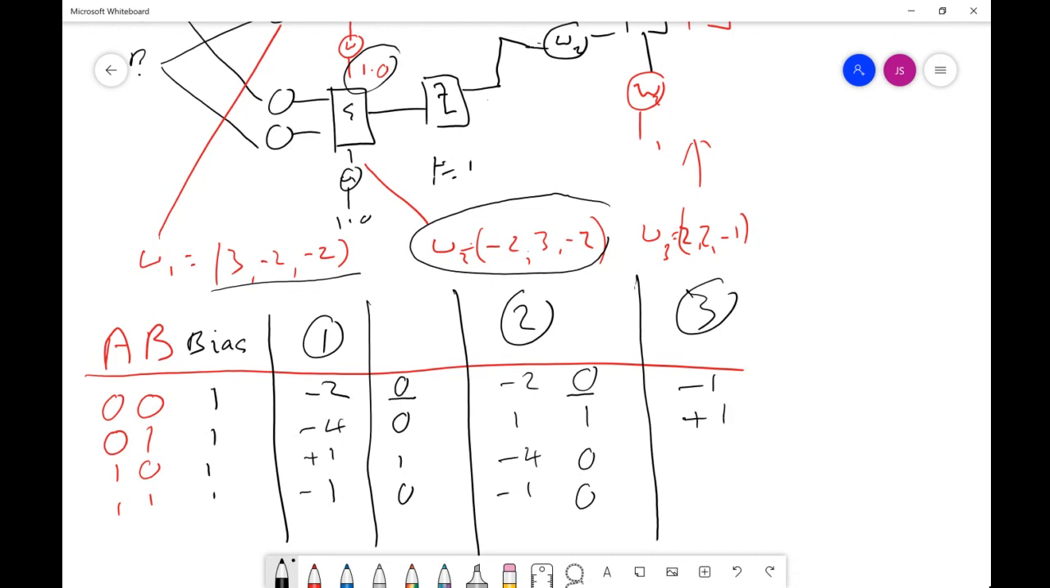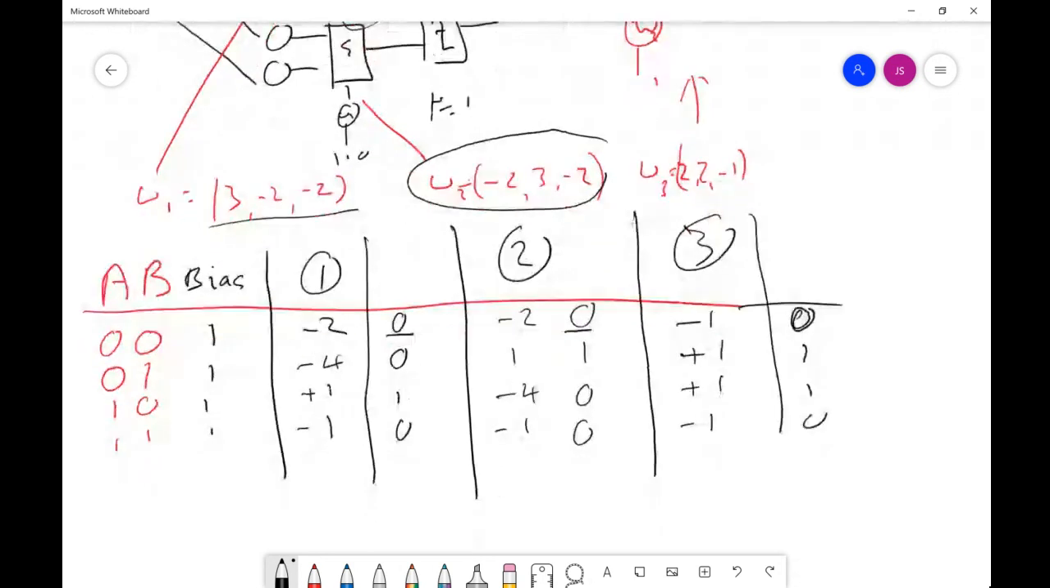For the third one, it is going to be 1, 0, 1 with the bias. 1 times 2 is 2. Minus 1 is going to be plus 1. And for the last one, it is going to be 0, 0, minus 1. And that is going to be minus 1. And if I've not made a mistake, that is the output. So after threshold, this is going to be 0, 1, 1, 0.